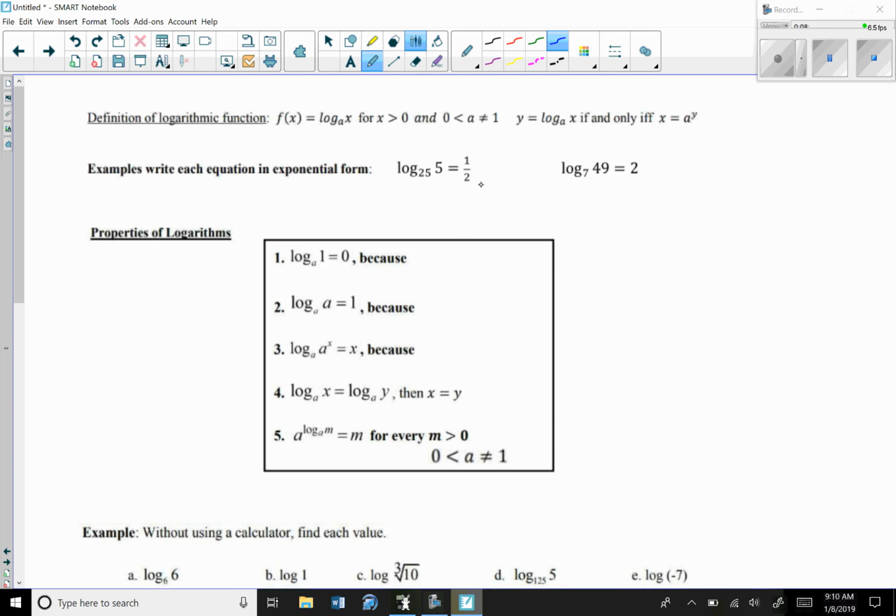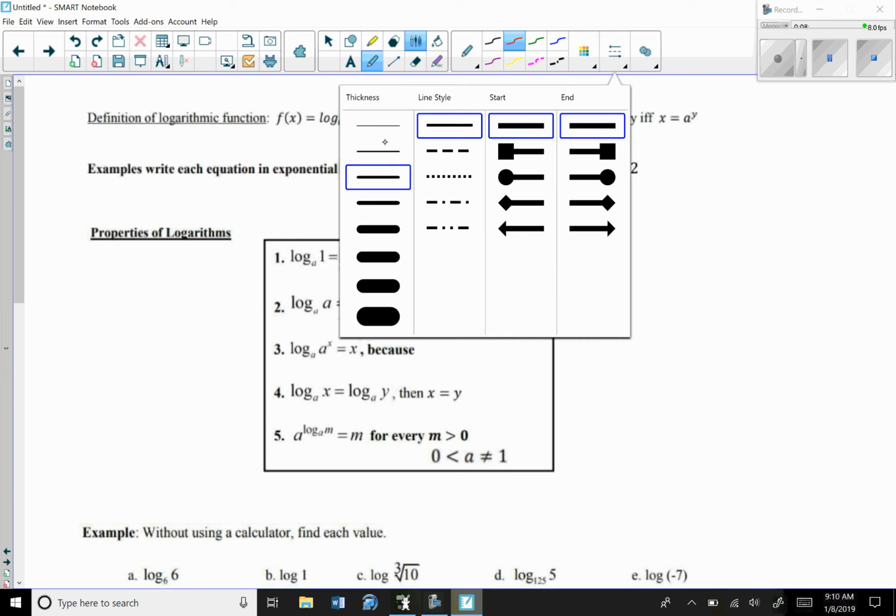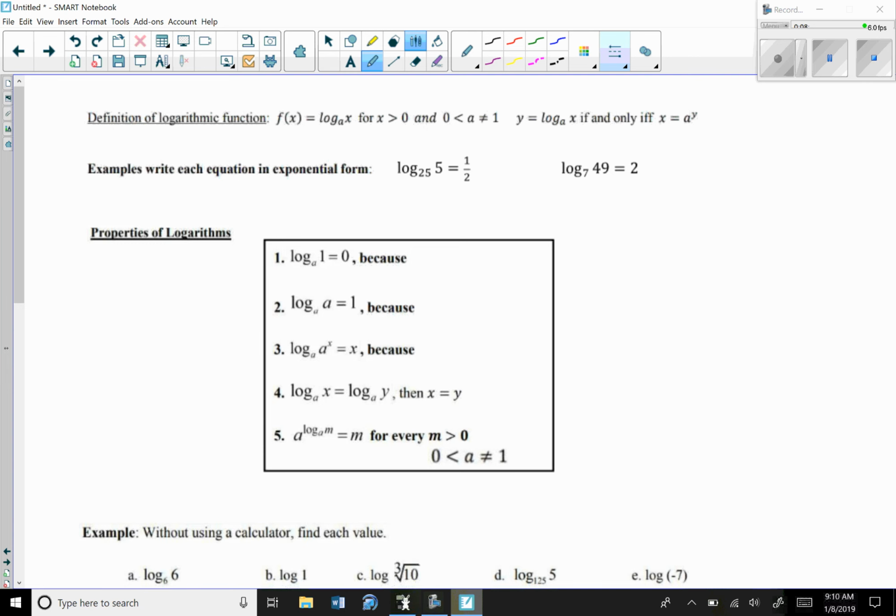So if you want to just quickly test yourself, rewrite these in exponential form. If you want to pause it and then unpause it to check your work. So for this, if we rewrite this, we know the base is 25, so the base stays the base. So this would be 25 to the power of 1/2 is equal to 5. And for this one over here, the base is 7, so 7 squared is equal to 49. And both of those, of course, make sense, and you could always use your calculator to check if needed.